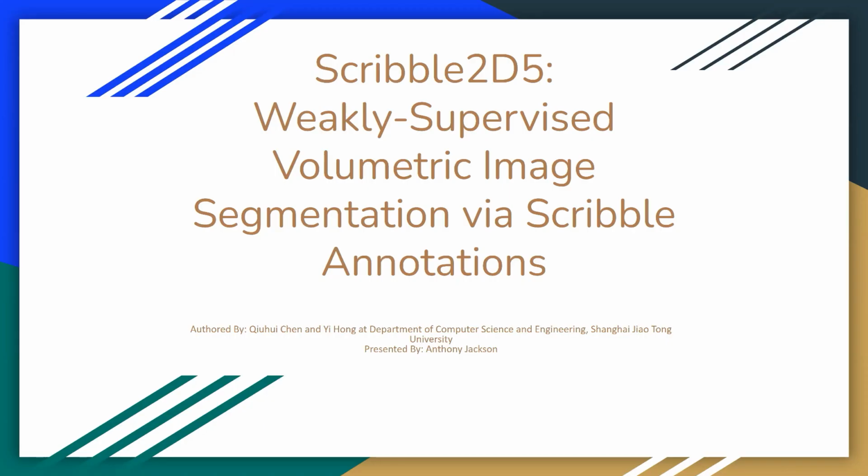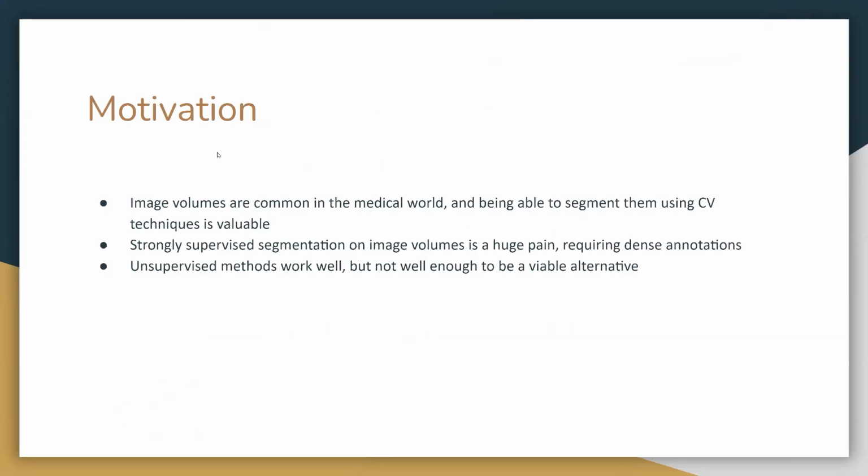All right, so the paper I'm going to be presenting is titled Scribble 2D5, Weakly Supervised Volumetric Image Segmentation via Scribble Annotations, which is a mouthful, but really the core idea is being able to accomplish valuable and useful segmentations on 3D image volumes using just scribbles as annotations instead of pixel-wise annotations.